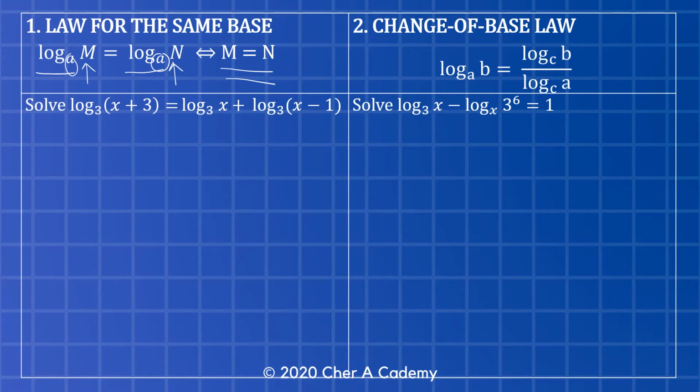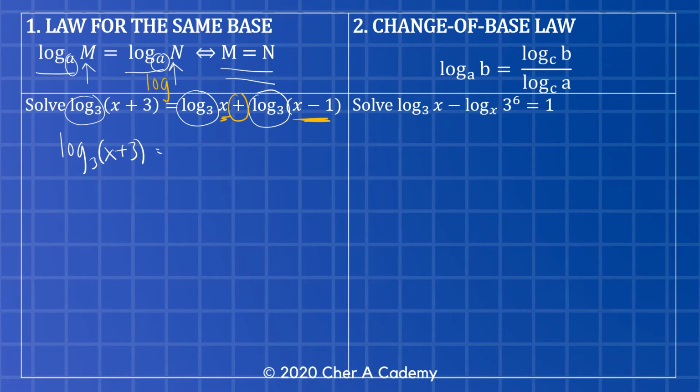Let's look at the question. Solve log base 3 of x plus 3 equals log base 3 of x plus log base 3 of x minus 1. I have all logs with the same base here, so I can make use of the law for the same base. I'll write this down first. On the right hand side, I have log base 3 x plus log base 3 of x minus 1, which is good because they have the same base, right? So I can make use of the product law.